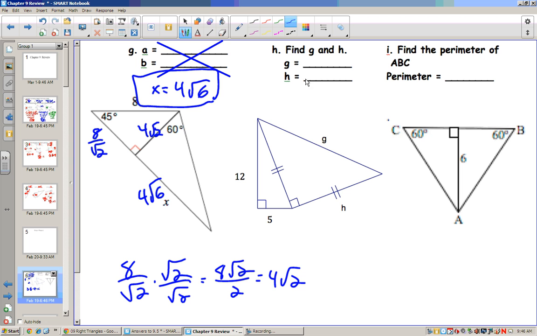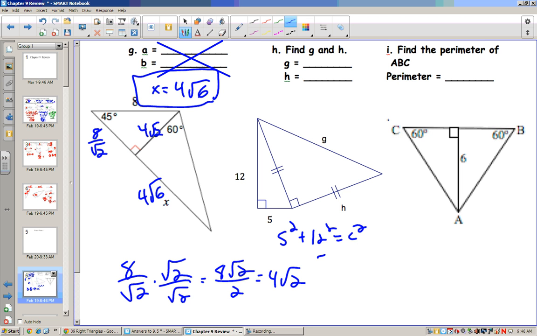Now in this one, we want to find g and h over here. If this is 12, this is 5. Now we don't know what these angles are, so we can't assume that this is 30, 60, 90 or anything, so we can just use Pythagorean Theorem. 5 squared plus 12 squared is equal to c squared. Or we can use our knowledge of Pythagorean triples, 5, 12, this has to be 13.